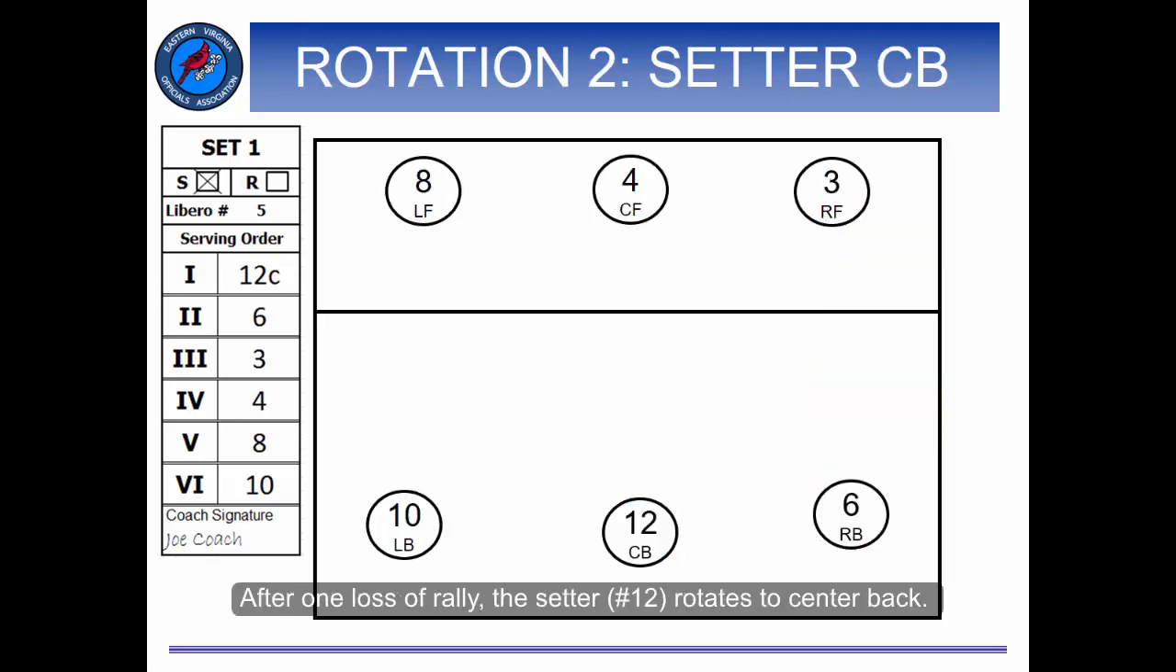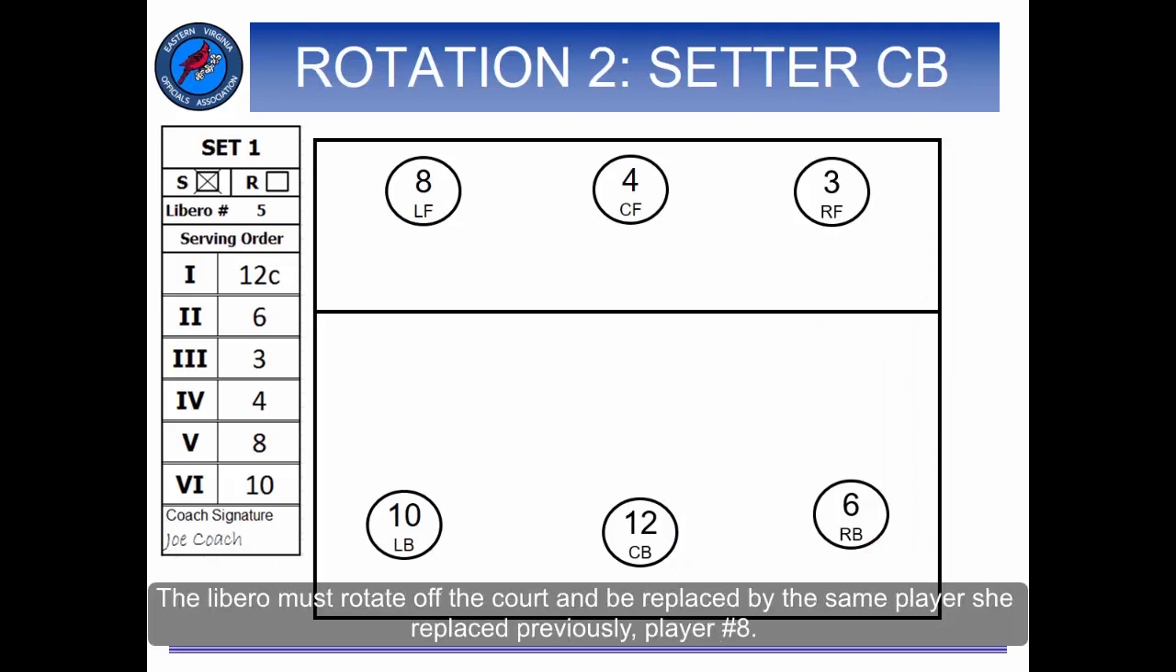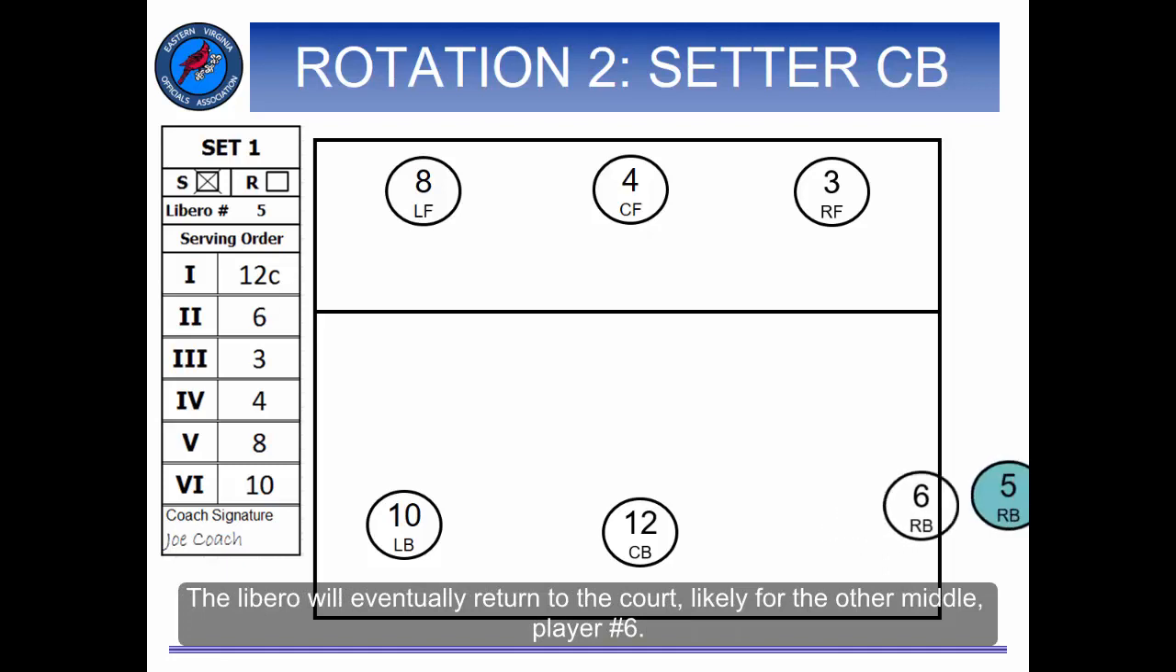After one loss of rally, the setter rotates to center back. The libero must rotate off the court and be replaced by the same player she replaced previously, player number 8. The libero will eventually return to the court, likely for the other middle, player number 6.